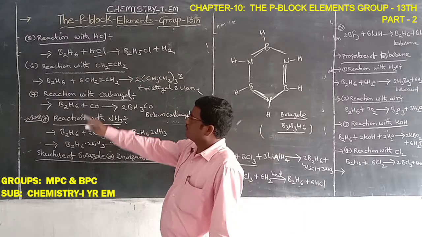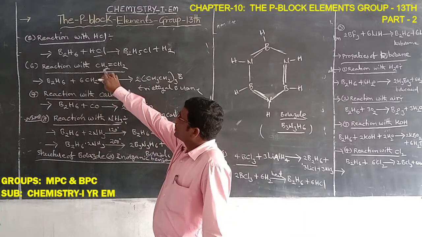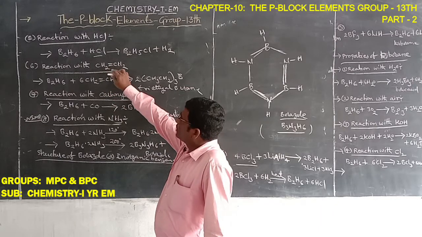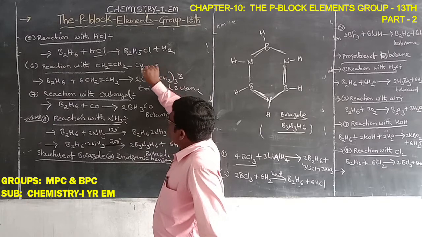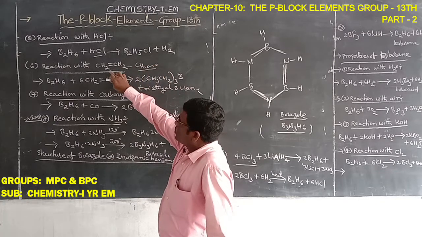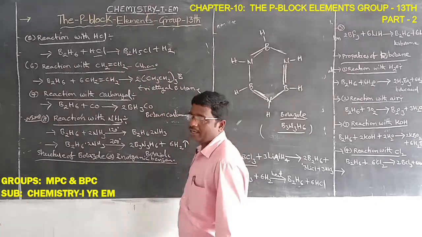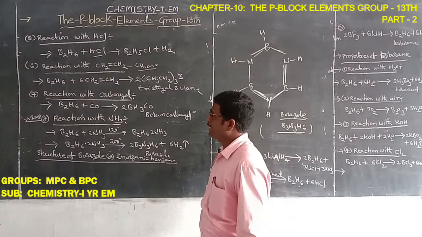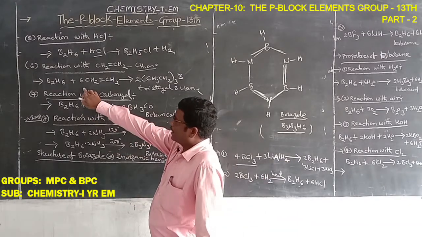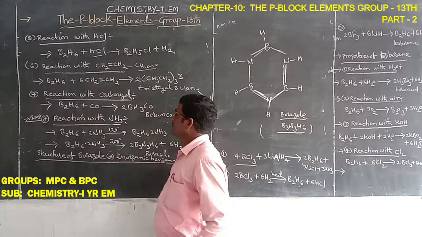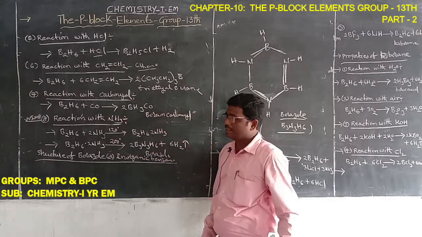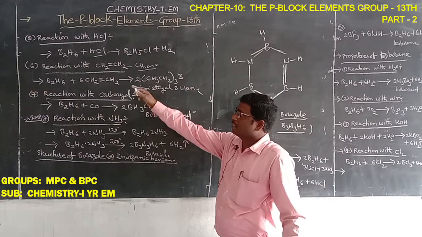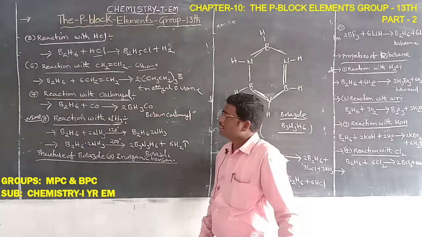Next, another one, sixth one, reaction with CH2=CH2. That is also known as ethene. The double bond is also known as ene, so 2 carbon atoms bonded with a double bond is ethene. Diborane treated with ethene forms triethylborane. That is the reaction with the ethene.